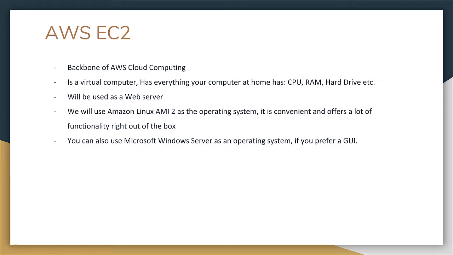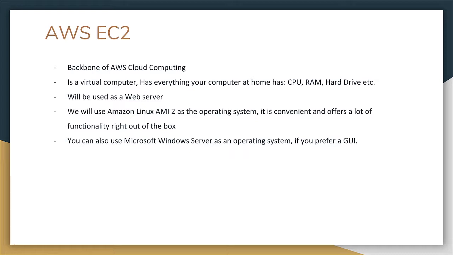So this EC2 instance is what will actually be used as a web server. So before cloud computing, you'd actually have a physical server to handle your website or web app. But here with AWS, this EC2 instance is what will actually be our web server.